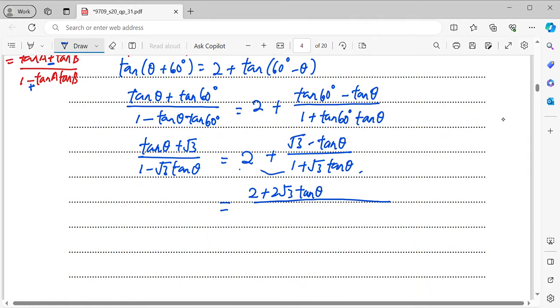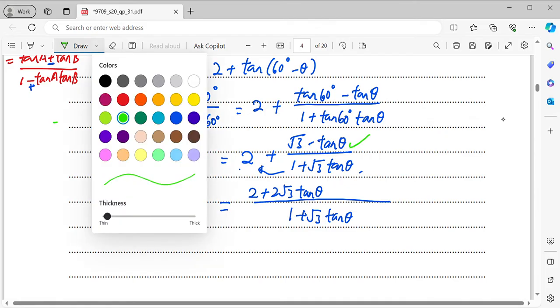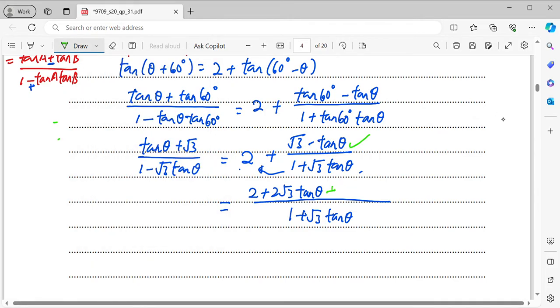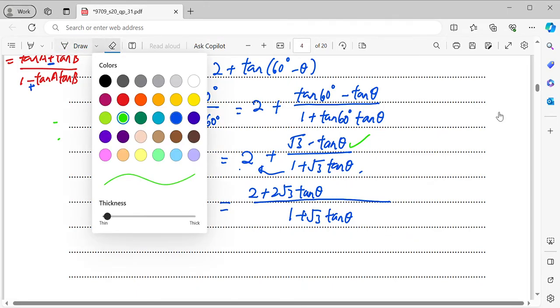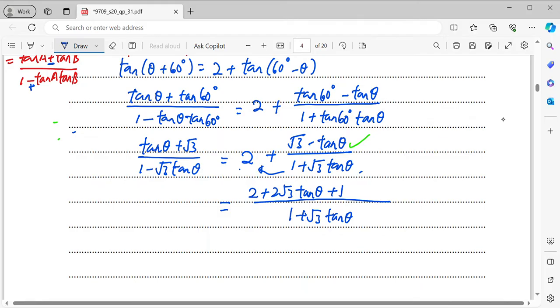Then now, when I times it to the 2, that means the 2 will be having the same denominator. So this means I will just rewrite the denominator and combine with the existing terms. Right, so here you will be getting plus square root 3 minus tangent theta. Alright, then for the left hand side, you can just rewrite.